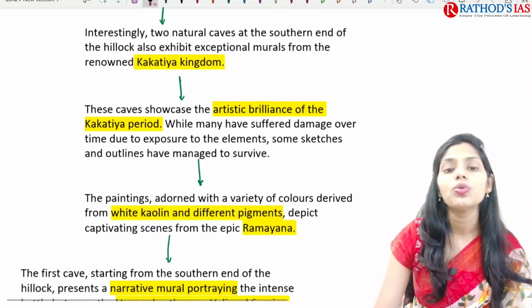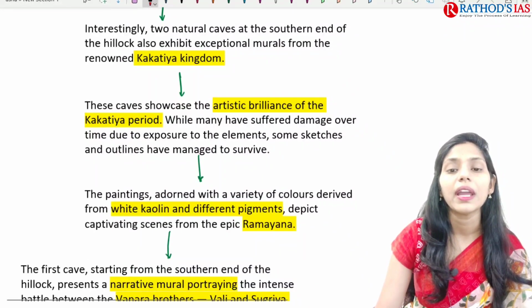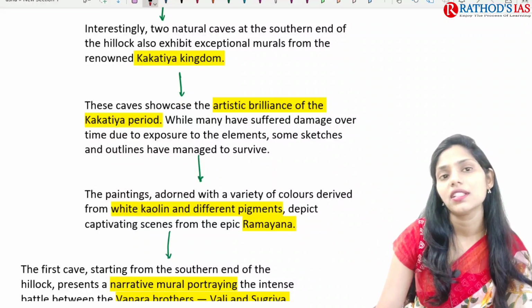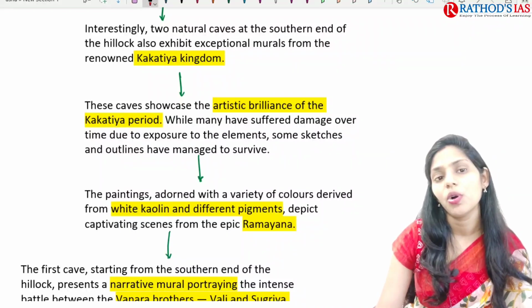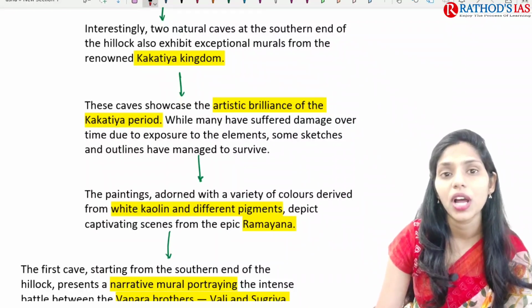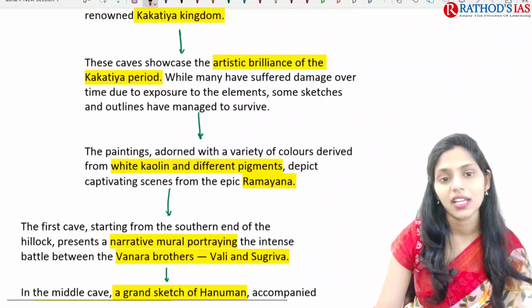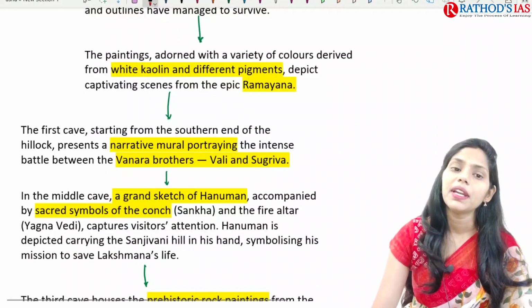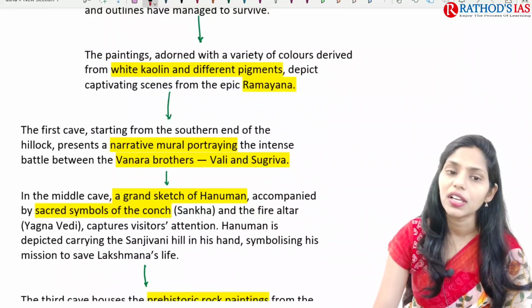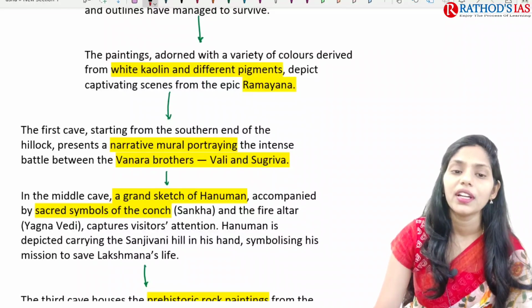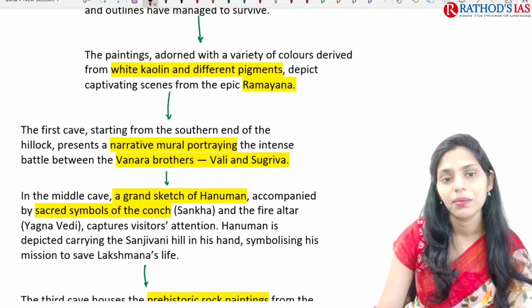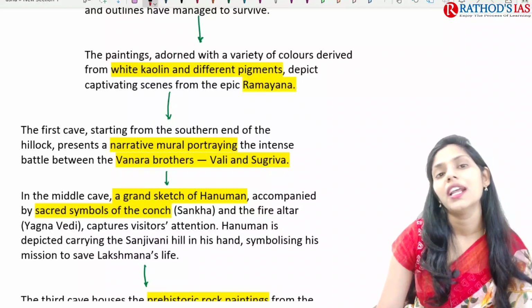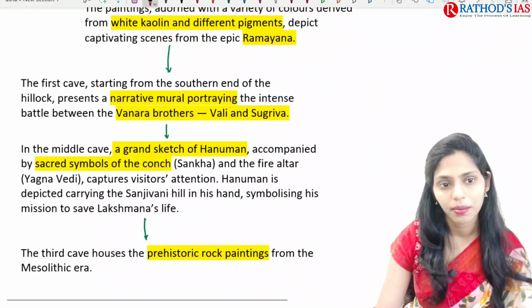And interestingly, 2 natural caves at the southern end, that is the bottom of this hillock, also exhibit exceptional murals from the renowned Kakatiya kingdom, showcasing the brilliance of the Kakatiya period. The paintings are adorned with a variety of colors, derived from white chalk and different pigments, and especially they depict scenes of the Ramayana.